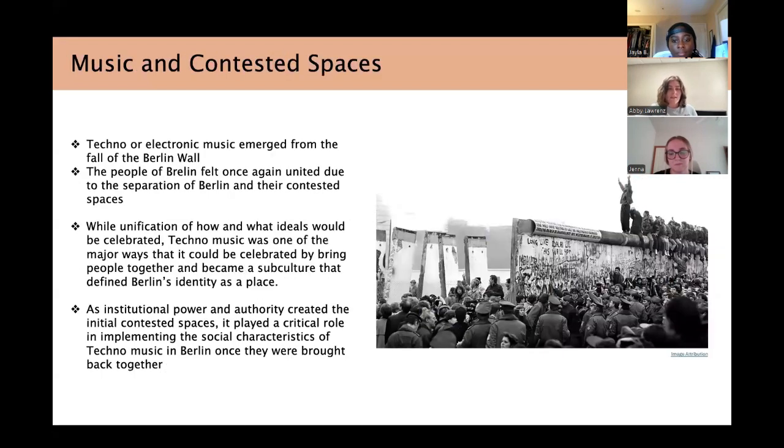So how does this relate back to the contested spaces? Techno music evolved from the Berlin Wall being built. Once the Berlin Wall fell, people felt unified, and techno music became a way of reuniting and feeling this unity and identity of place. Even though the institutional power and authority created these contested spaces of West and East Berlin, it was essentially a crucial part of how techno music evolved and became Berlin's identity.